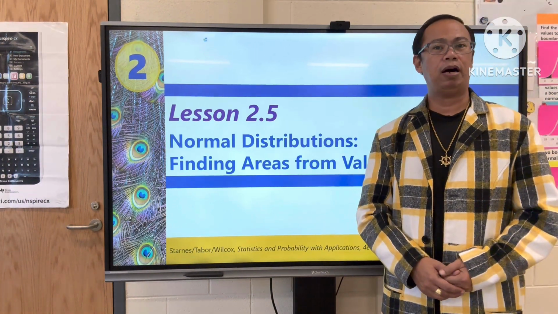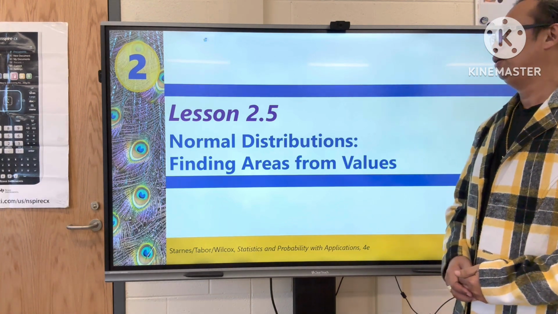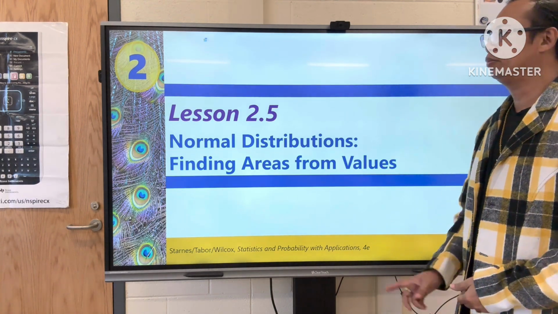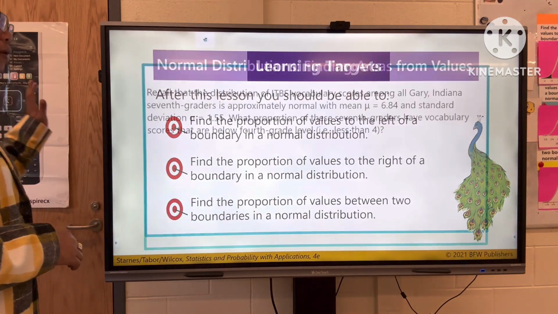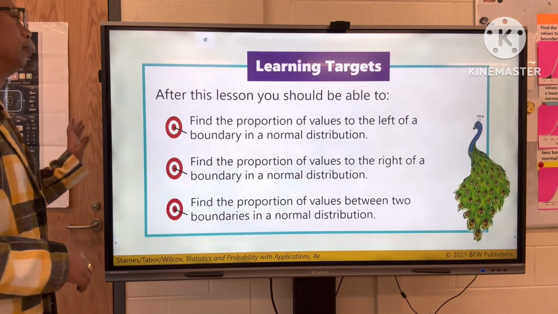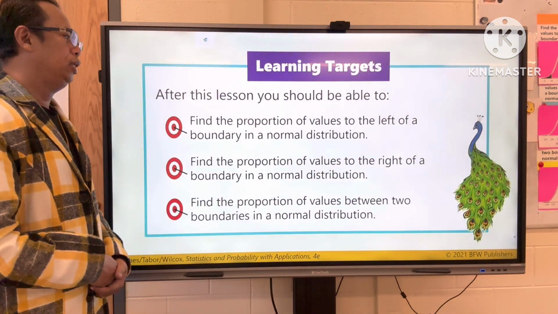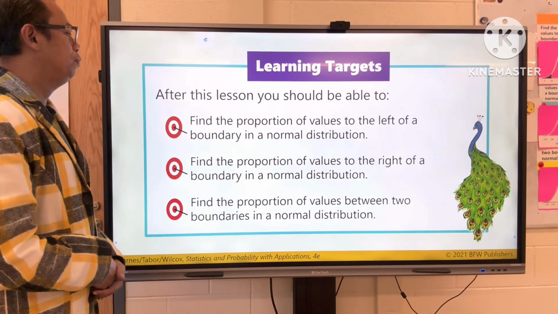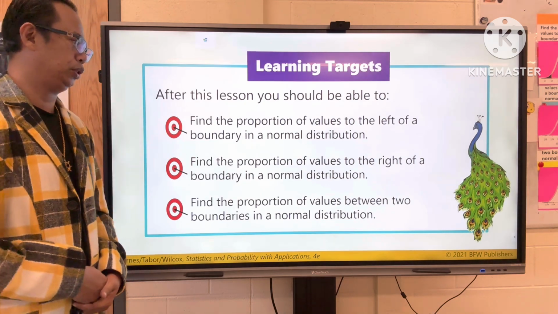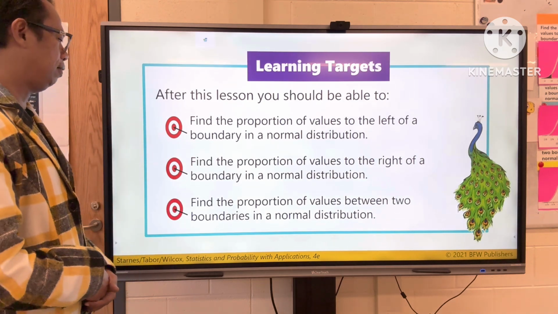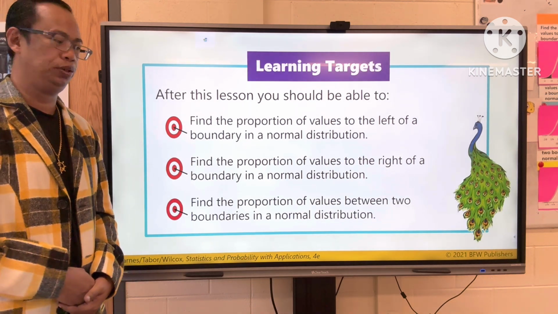Today's episode is about lesson 2.5, entitled Normal Distribution, Finding Areas from the Values. Our learning target for today is to find the proportion of values to the left of a boundary in a normal distribution, find the proportion of values to the right of a boundary in a normal distribution, and lastly, find the proportion of values between two boundaries in a normal distribution.